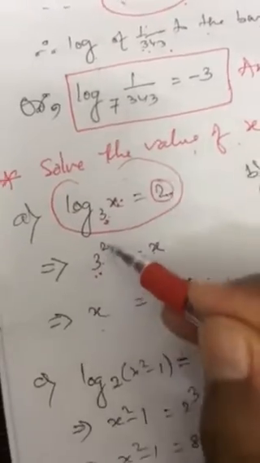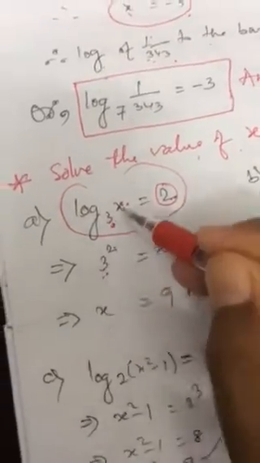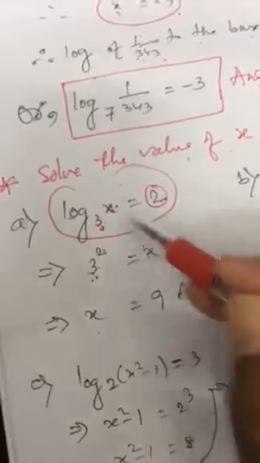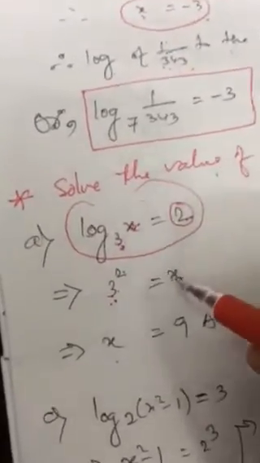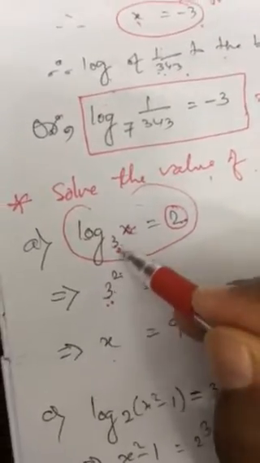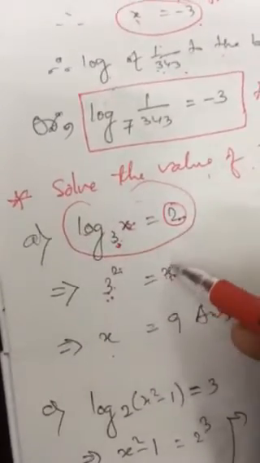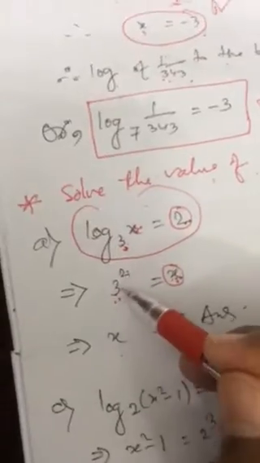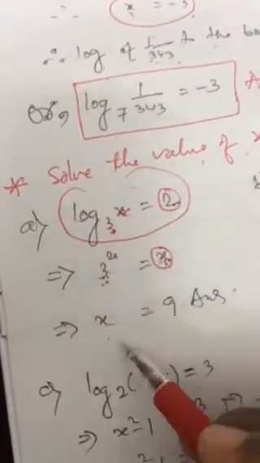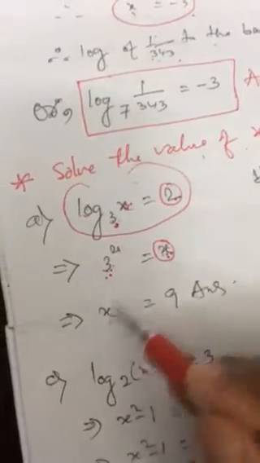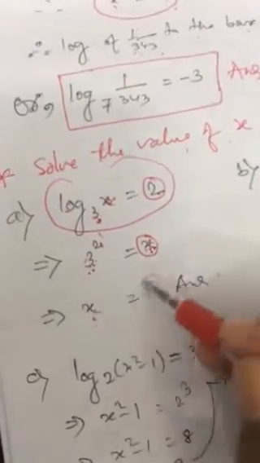This is the power, the base is 3, and the value is x. Log of x to this base is 2, meaning the exponent of x to this base is 2. So you can write it in this form. After that, x equals 3 squared, which is 9. The value of x is 9.